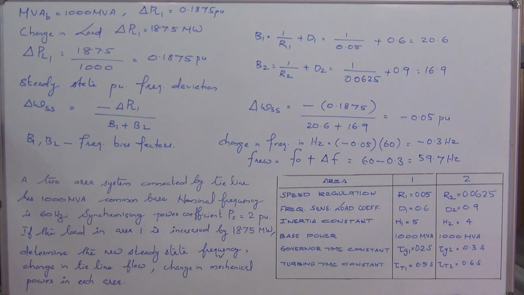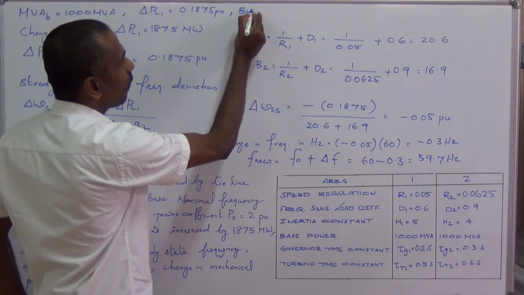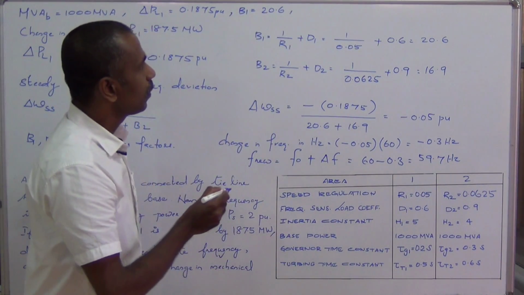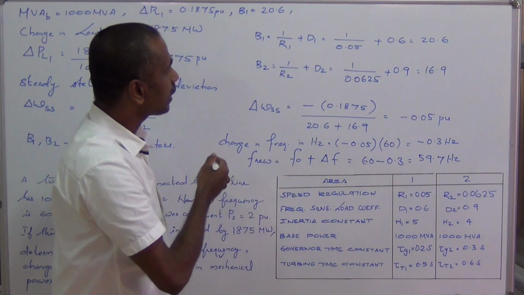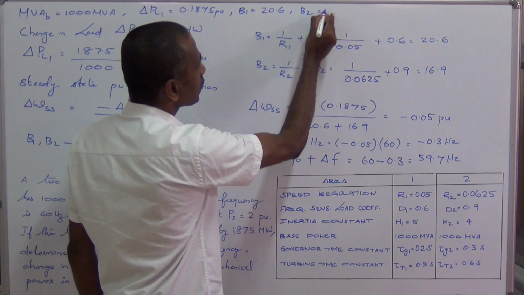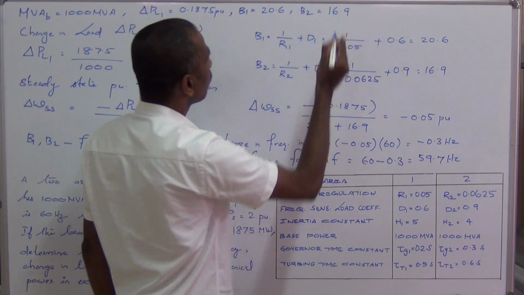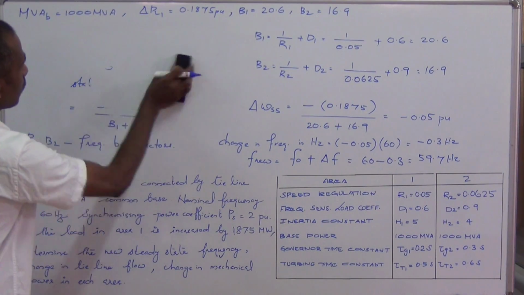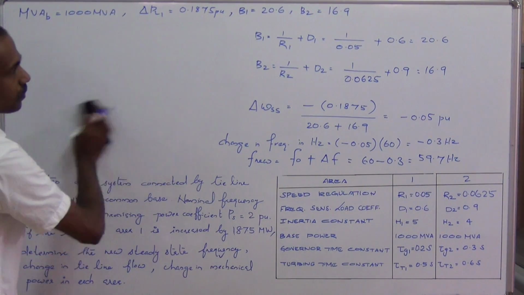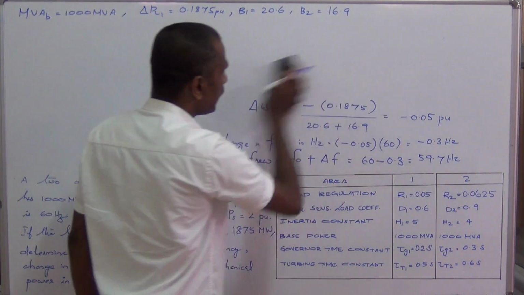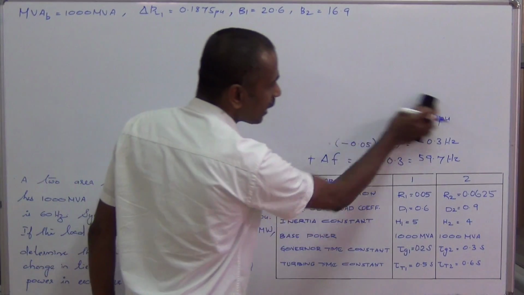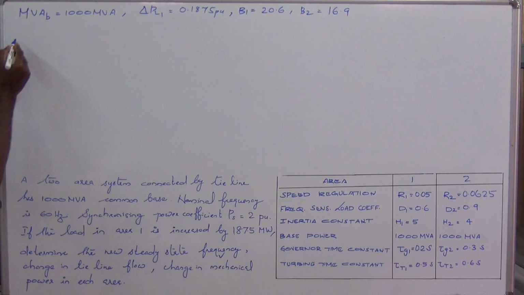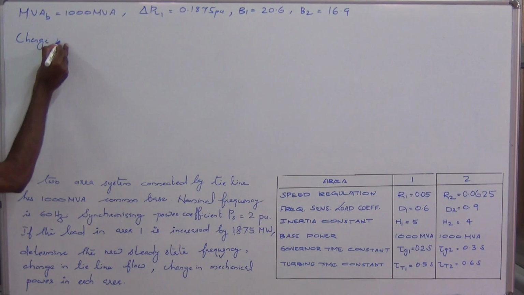Now let us find out the other parameters. Before that, let me write B1 and B2 here. B1 is 20.6. We need these parameters to solve the remaining parts of the problem. B2 equals 16.9. Now let us find out the change in tie line flow, and later we can find out the mechanical power change in the two areas. Let us find out the change in tie line flow.